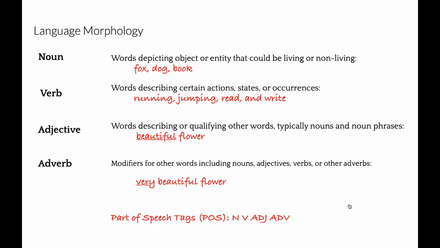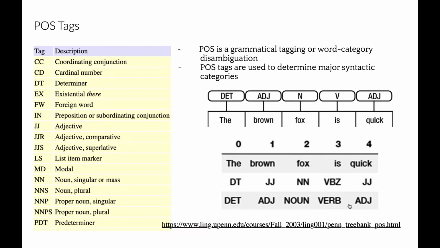Adverbs usually act as modifiers for other words, including nouns, adjectives, verbs, and other adverbs. And the phrase very beautiful flower has the adverb very, which modifies the adjective beautiful, indicating the degree of how beautiful the flower is. It is useful to annotate and tag words and then analyze them into their part of speech tags to see the major syntactic categories.